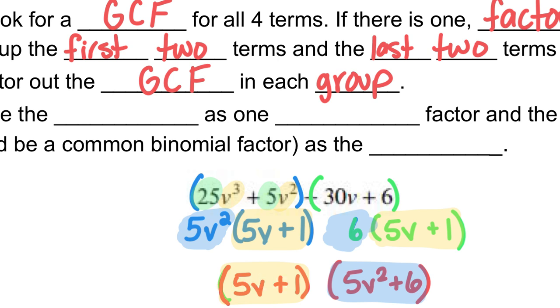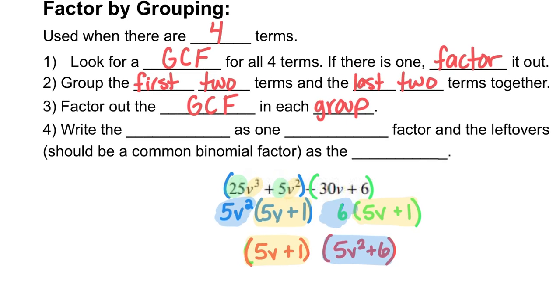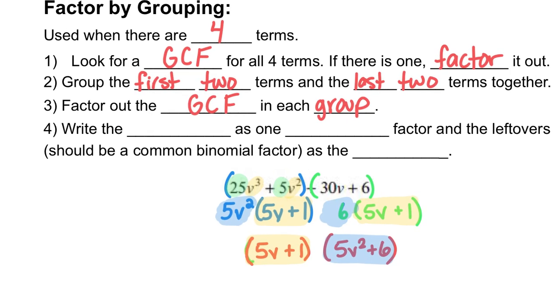So that fourth step that we haven't filled in yet is write the GCFs as one factor, or one binomial factor, and the leftovers, that common binomial factor, as the other.